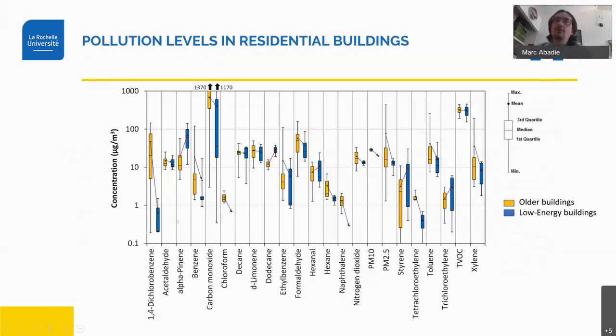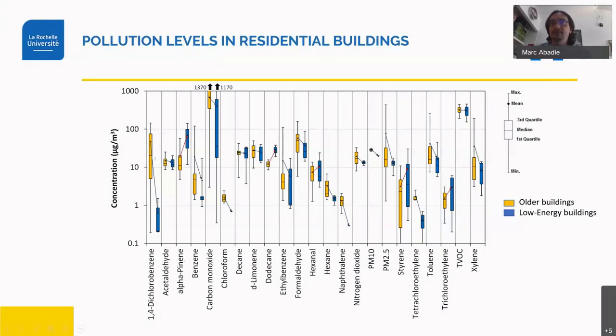On the whole, you can see that there's a slight reduction of the pollution level for almost all the different pollutants, with some exceptions, with alpha pinene, for example, or xylene. There's a slight increase, which can be caused by the fact that a lot of new low energy buildings were made of construction wood, which tends to emit more of these compounds in the air.